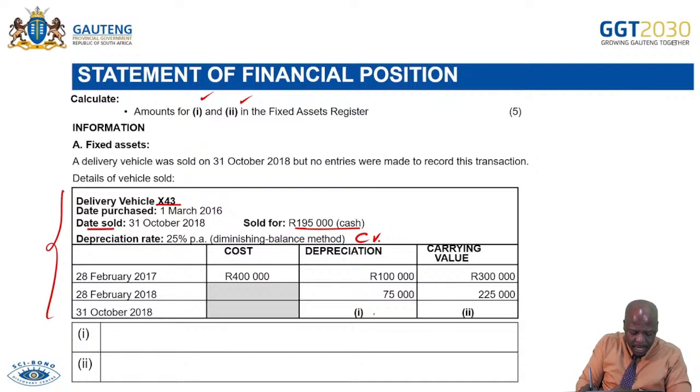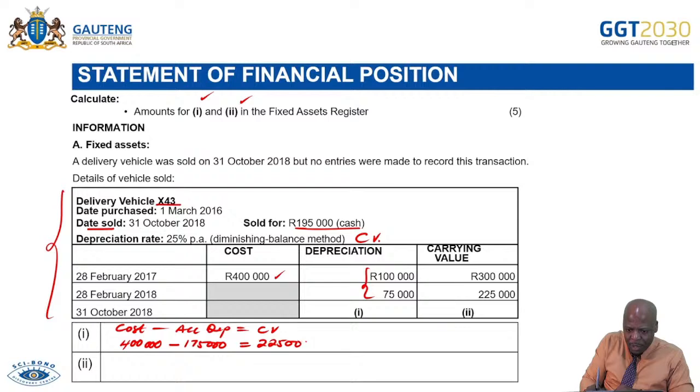First, let me see if I can just take the long way. If I take the long way, I need to get carrying value. For you to get carrying value, you say cost minus accumulated depreciation gives you carrying value. My cost is 400,000, minus my accumulated depreciation, which is these two here. My accumulated depreciation is 175,000. That is going to give me my carrying value of 225,000.